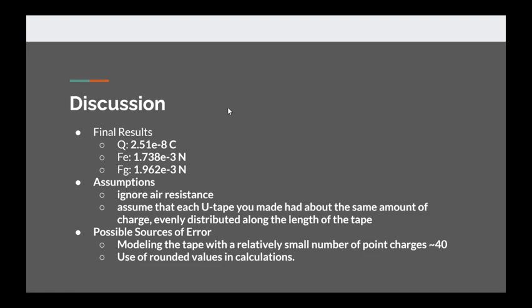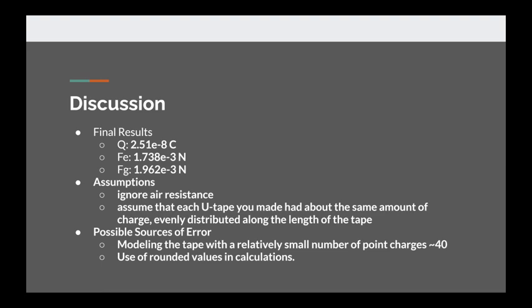So the final results, as we just discussed, did show a slight disparity. This could be attributed to the fact that we did not account for any other possible forces, like a friction force that helped keep the tape up, or air resistance, or things like that. And the assumptions we had to make to obtain these results were that we had to ignore air resistance. We had to assume that each tape had about the same amount of charge evenly distributed along its length.